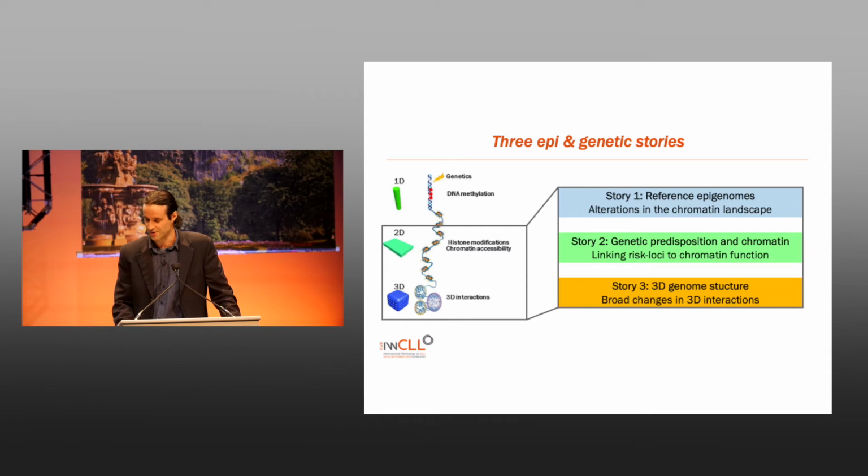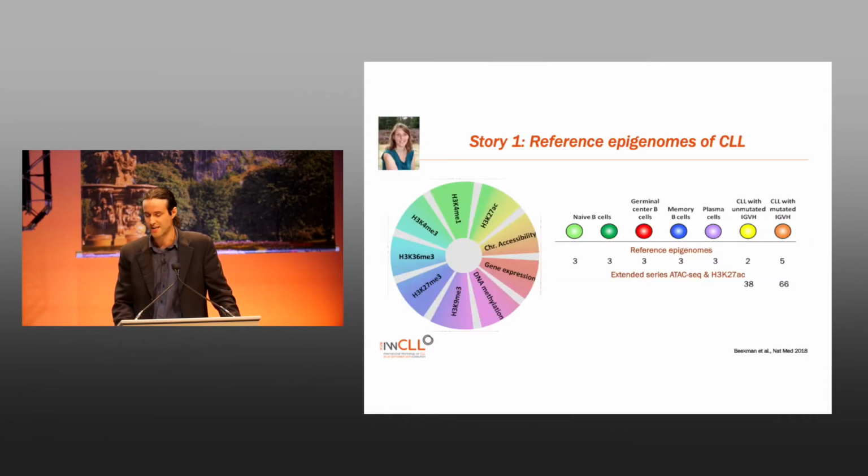So the first story was published last year. I will briefly summarize the main findings. It was the analysis of the reference epigenome of CLL, the analysis of all these multiple layers that were integrated to get a glimpse of how the genome works. Because the epigenome is like the software that controls the hardware that is the genome. We did this complete epigenomic profiling in very few cases, because you can imagine that doing all these layers was very costly.